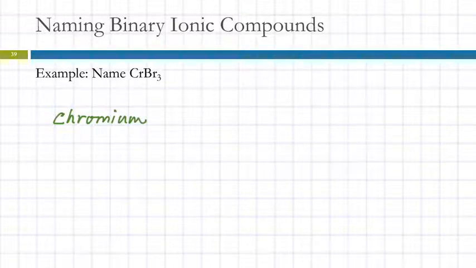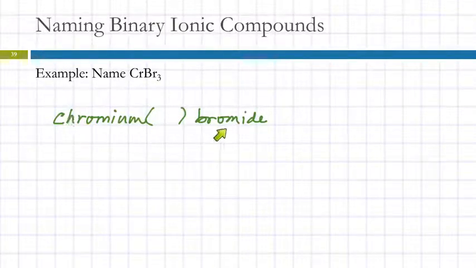And then I'm going to ask myself, is chromium in groups 1A, 2A, 3A, zinc, or silver? No. That means it needs a Roman numeral because we can't predict its charge. I don't know what that Roman numeral is. I'm just going to put parentheses here and save some space, and go on and name the anion. What do we call bromine as an anion? Bromide. So in my chemistry land, this is the guy, this is the girl, they're getting married, she changes the end of her name. It makes sense to me.